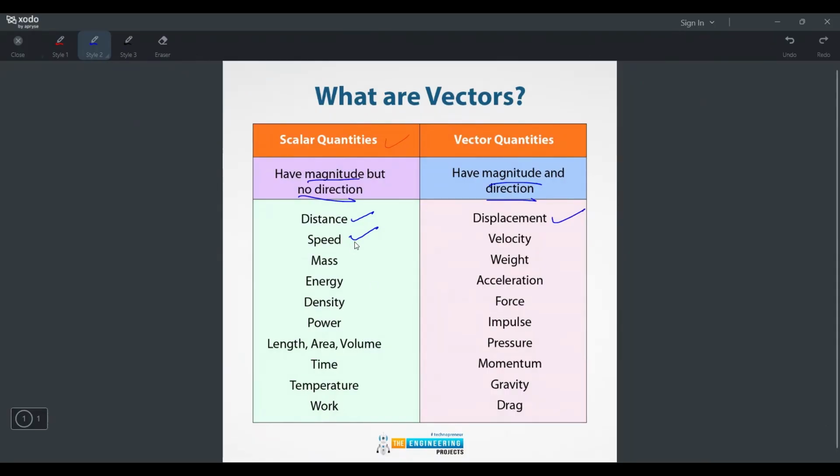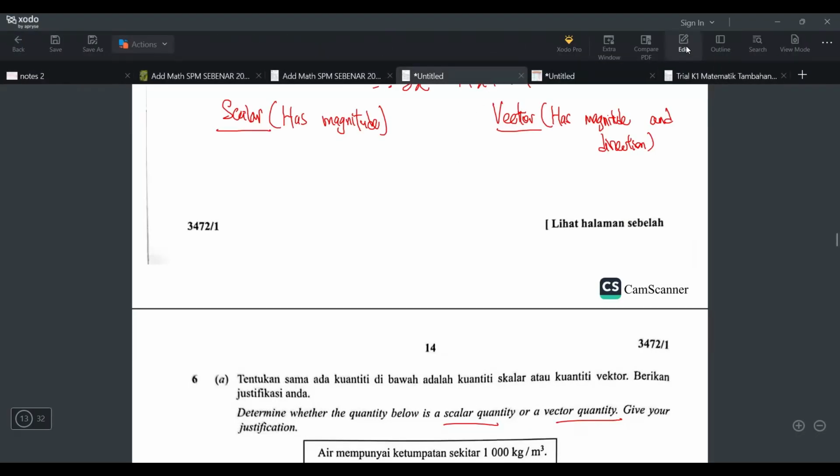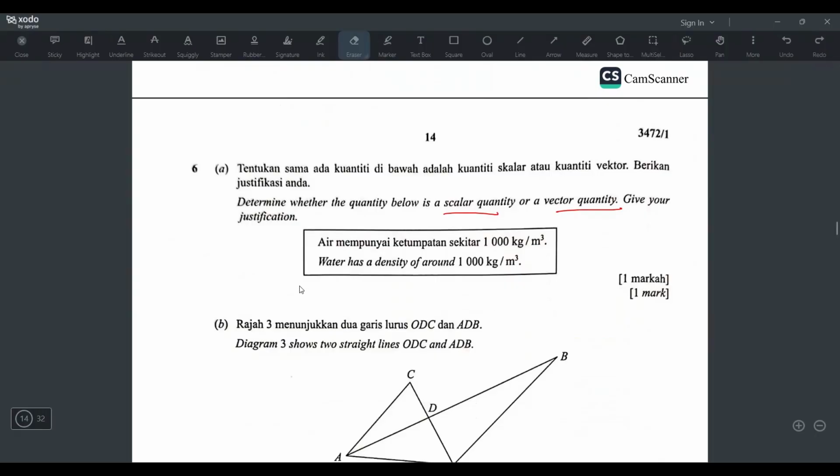And the equivalent for speed is velocity, which is a vector. Mass is a scalar, weight is a vector. The rest you can refer to yourself. And you can see density is a scalar quantity. This question is asking for density, so we all know the answer already. Density is what? Scalar quantity.